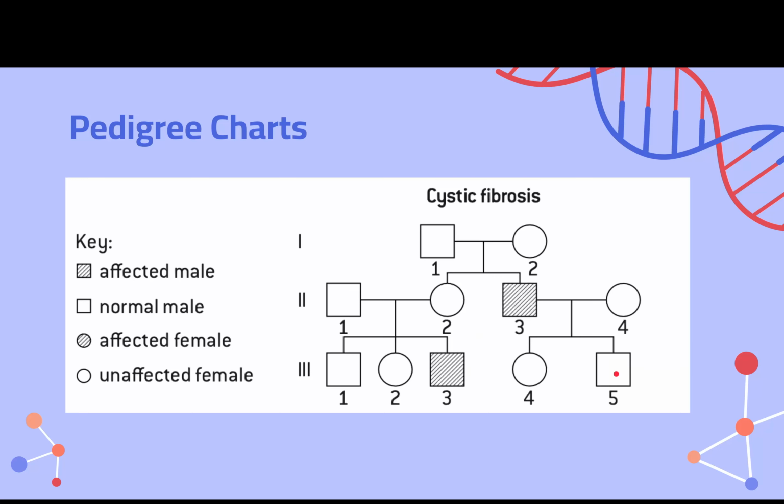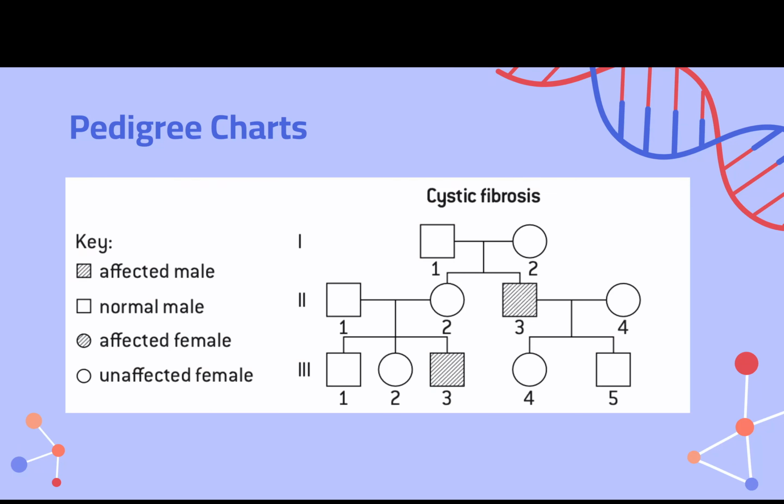But we know that since cystic fibrosis is an autosomal recessive disease, the two children definitely have to be carriers because the father will be passing on one of the alleles regardless.